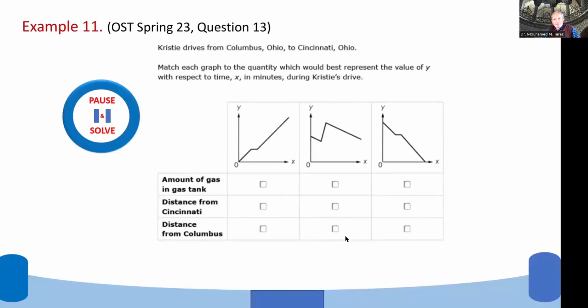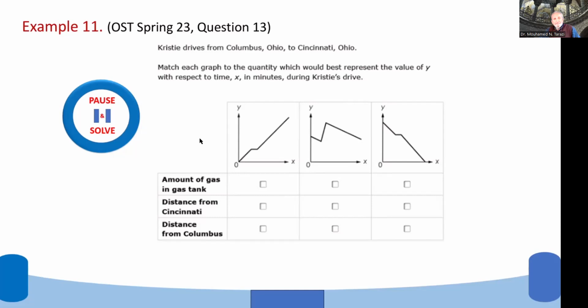Now, this is an example that some students got confused with. It says that Christy drives from Columbus, Ohio to Cincinnati, Ohio. Match each graph to the quantity which would best represent the value of Y with respect to time, X in minutes during Christy's drive. So this is time, and this here is either a distance or amount of gas, okay?